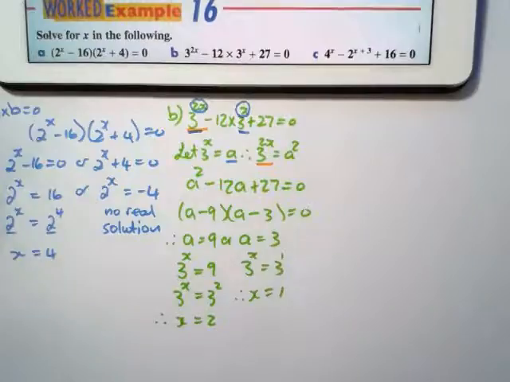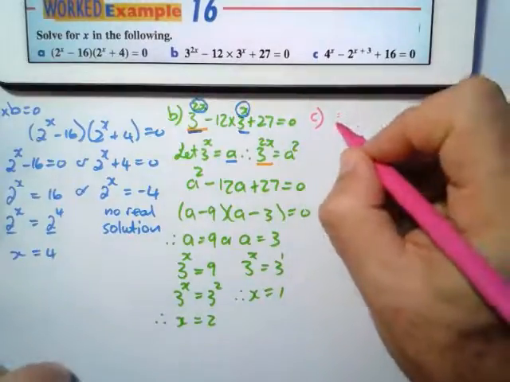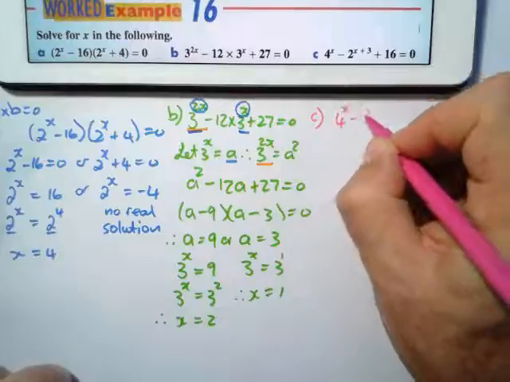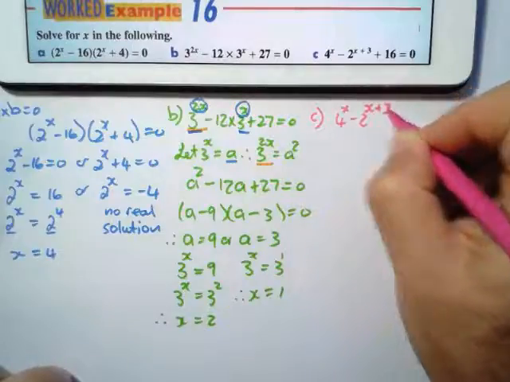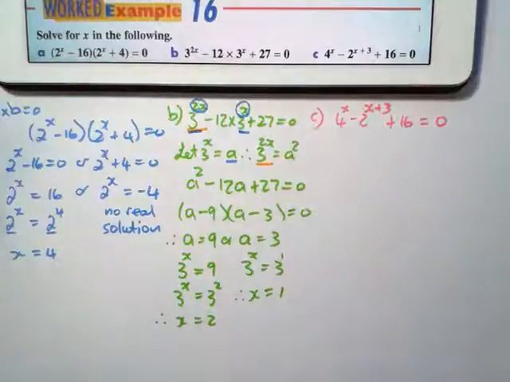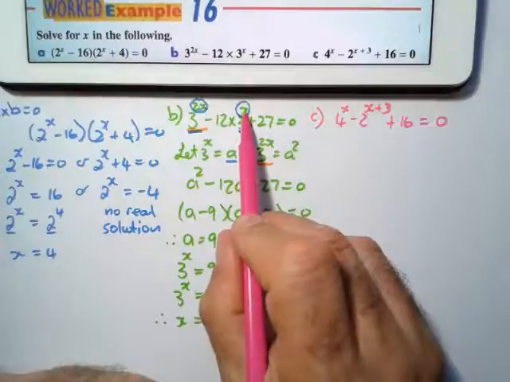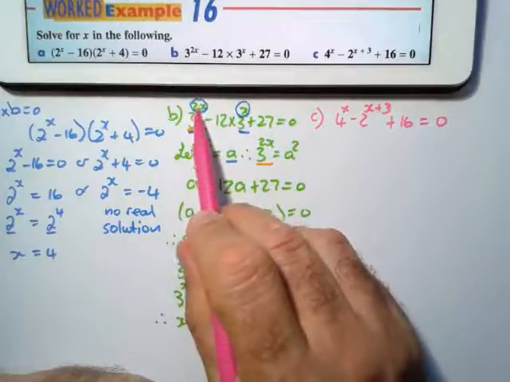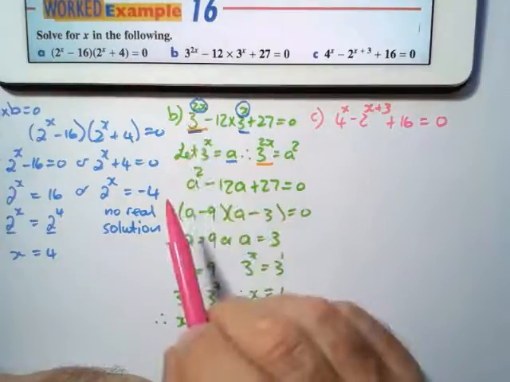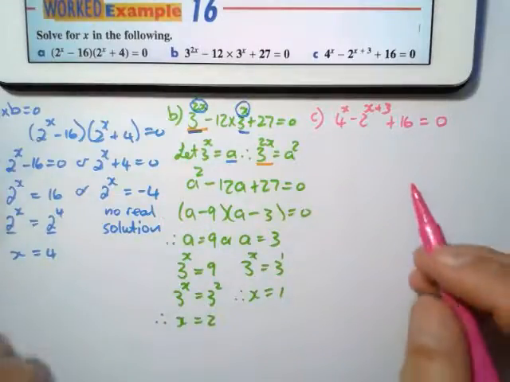Let's go pink. Okay, C, I have 4 to the power x minus 2 to the power x plus 3, plus 16, which equals 0. Now this is as hard as it's going to get. Few things to consider here. We said that in this case, 3 to the power x and 3 to the power 2x, so that one was exactly half of that. Now in this case, my bases are not the same. So let's keep the bases the same first.